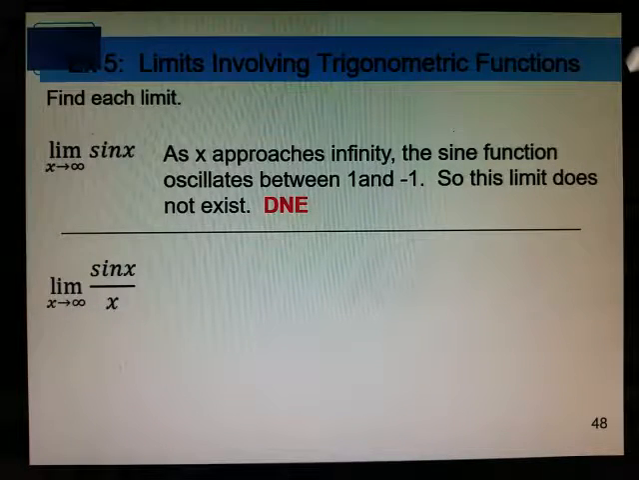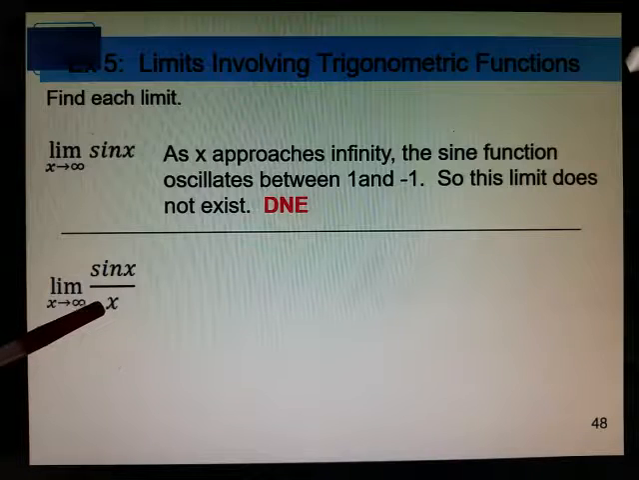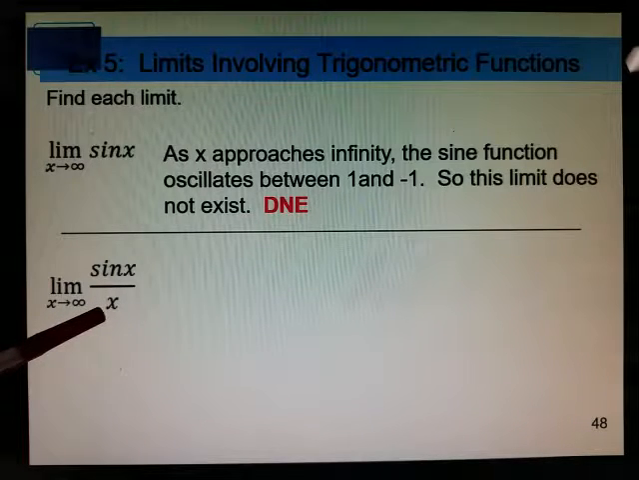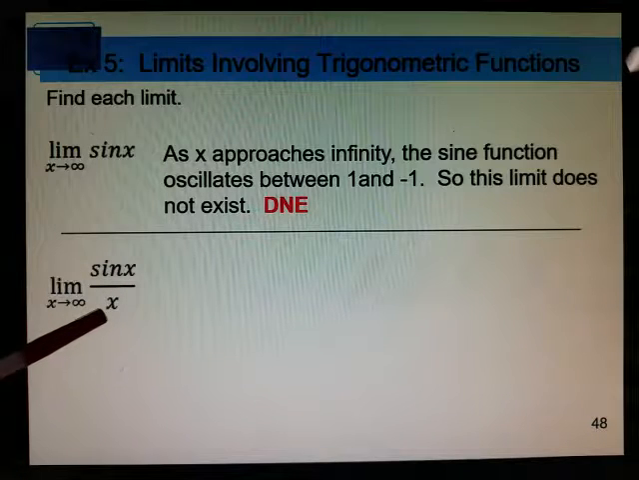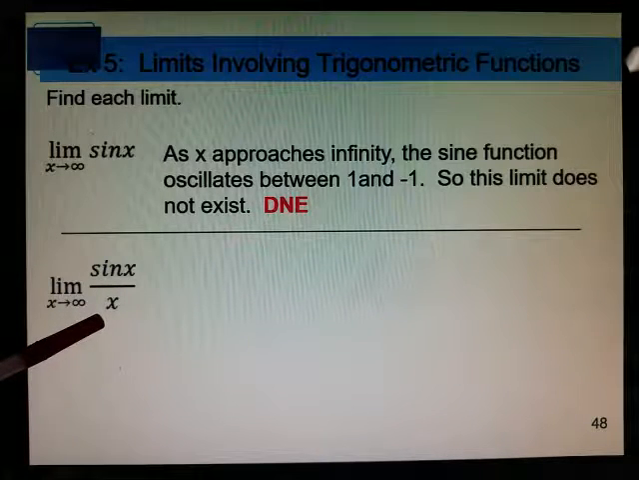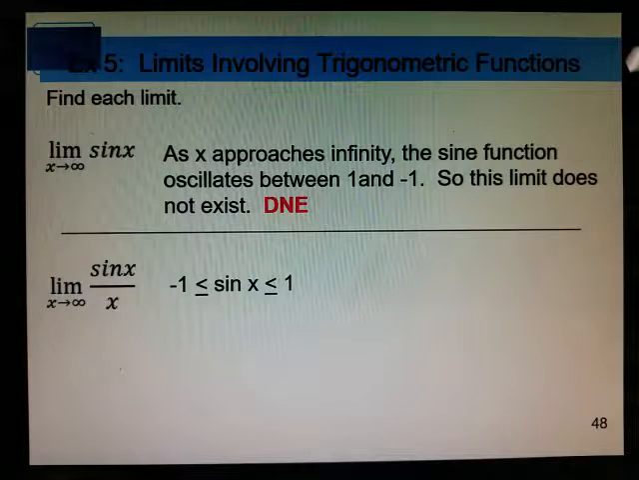All right, so what if I took the sine of x divided by x, though? See, this numerator oscillates between -1 and 1, but the denominator is getting huge, like to a million, a trillion, a zillion. If I take any number between -1 and 1 and divide it by a zillion, isn't that getting really, really close to 0? And I hope that's what you're understanding.